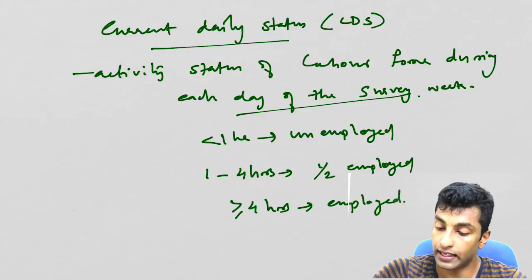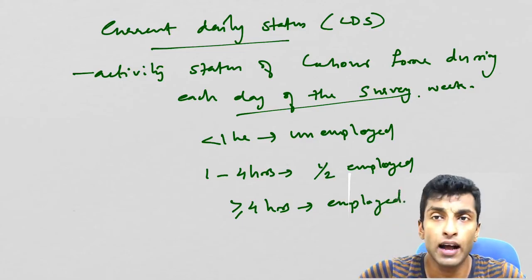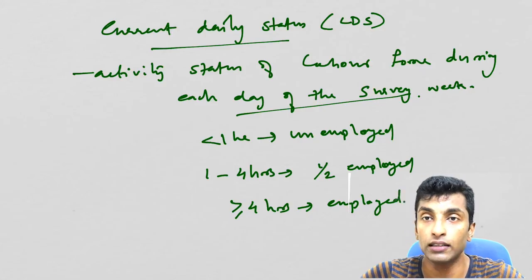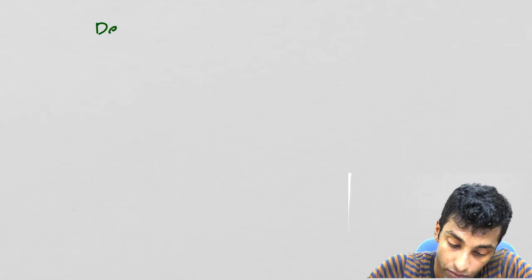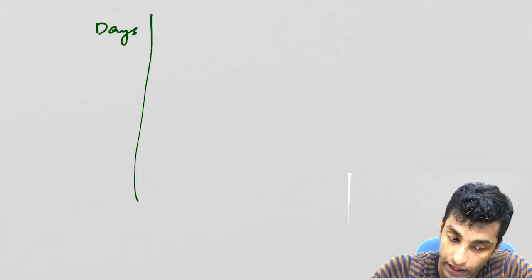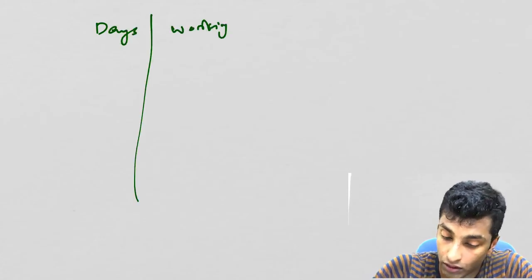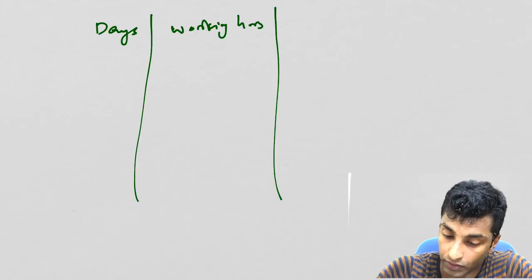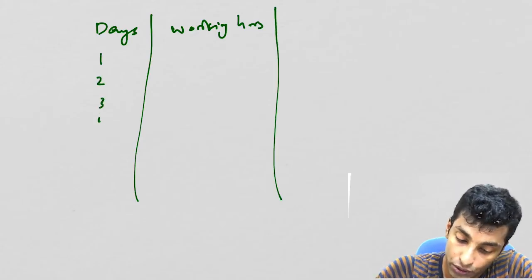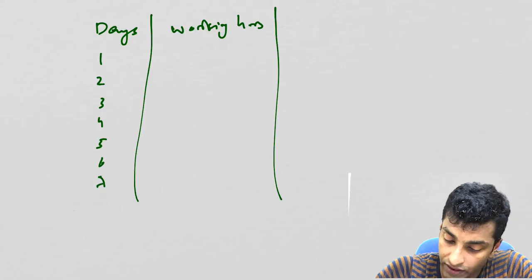So under current daily status, if you need to be considered as employed, you have to get at least 4 hours of work every day. Okay, I'll show you one example. Let's make a table. Days, and working hours. So 1 2 3 4 5 6 7, days in a week.